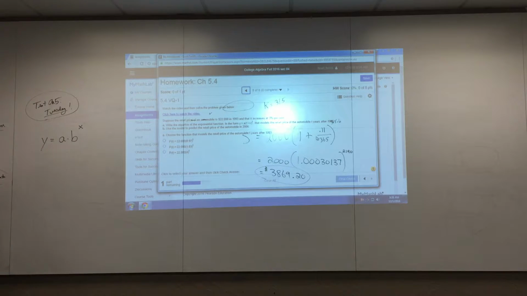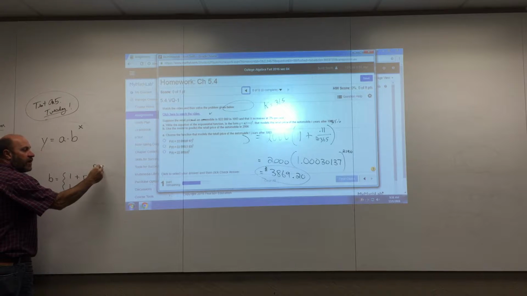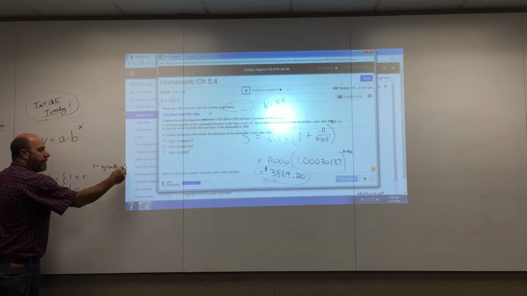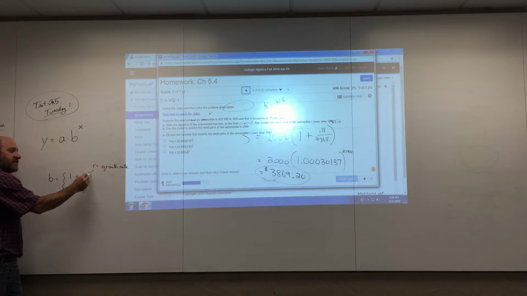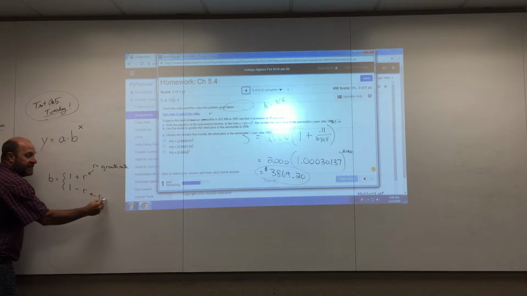But what's coming up in this problem is a funny idea that I didn't get to the other day. Sometimes that base is either 1 plus r or 1 minus r, when r is some kind of a growth rate. Well, hang on. In this case, r is a growth rate. In this case, r is a decay rate.